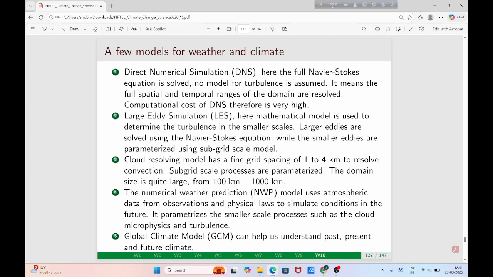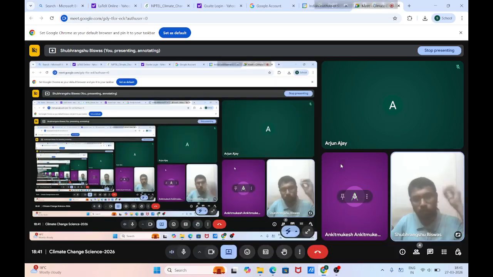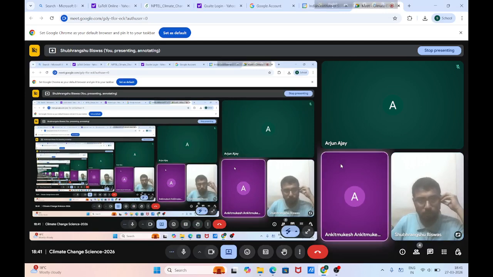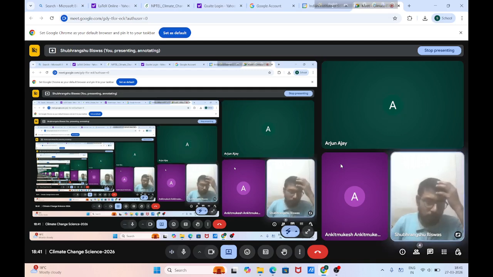The first one is DNS. DNS stands for Direct Numerical Simulation. For that, I need the Navier-Stokes equation, but I have to get confirmation. So, do you know about the Navier-Stokes equation? The equations governing the motion of fluids, right? Right. It is the combination of the momentum equation and the continuity equation in the fluid.